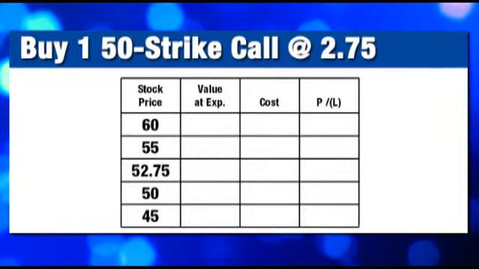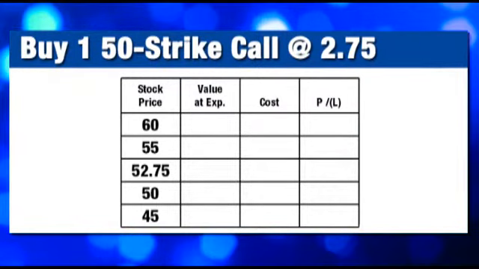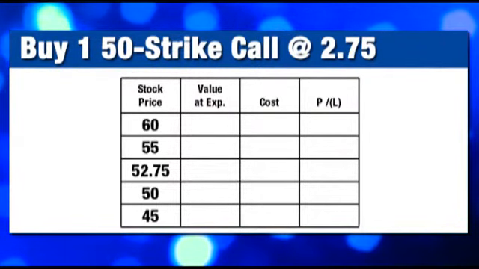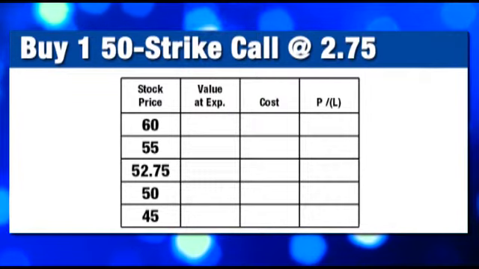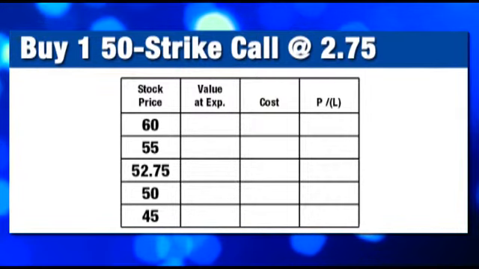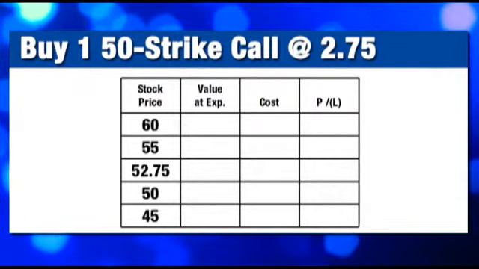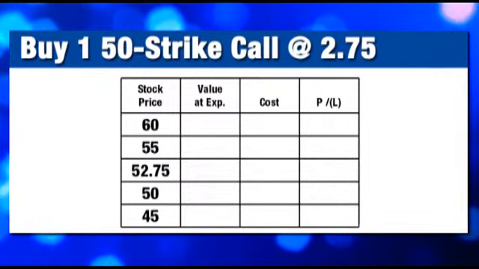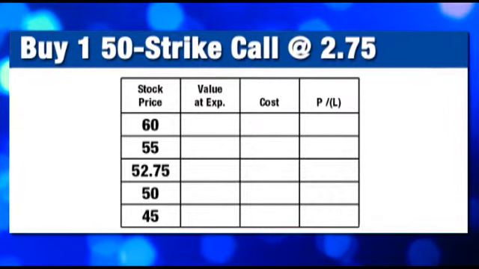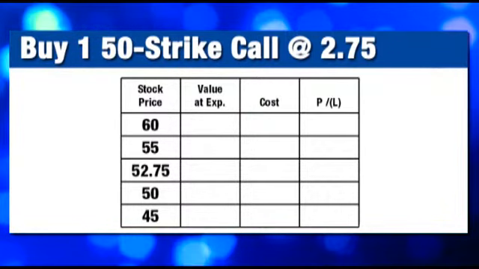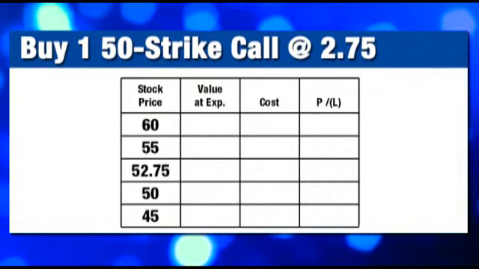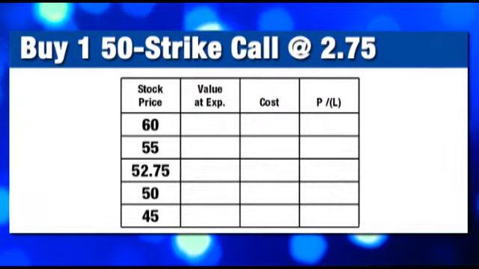As you can see, the first step in a profit-loss diagram is to create a profit-loss table. At the top, we've described the strategy as buy one 50-strike call at $2.75. Note that $2.75 per share is assumed. The actual cost of this option is $275 plus commissions. Now, we've created a profit-loss table.